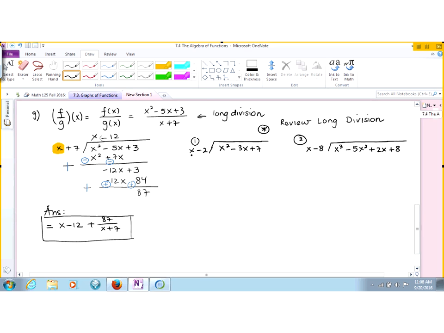Yeah. So you're going to divide x squared divided by x. So that's going to give us x. Okay, let me let you try it. Okay, a few minutes. Please try it.